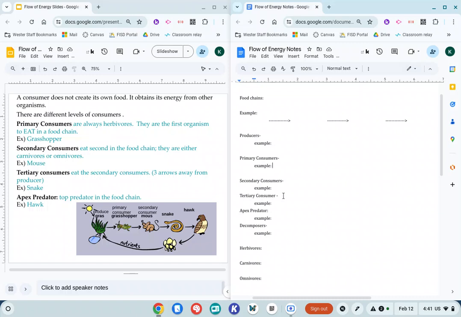And then tertiary consumers, those are the third consumer in a system. So they are 3 arrows away from the producer. Again, we find the producer, here's the grass, we go 1, 2, 3 arrows away. In this case, the tertiary consumer would be the snake. These guys can be omnivores, they can be most often carnivores, I would say. But again, I'll show y'all later where organisms can be tertiary consumers or secondary consumers. It just really depends on the specific food chain that you're looking at.